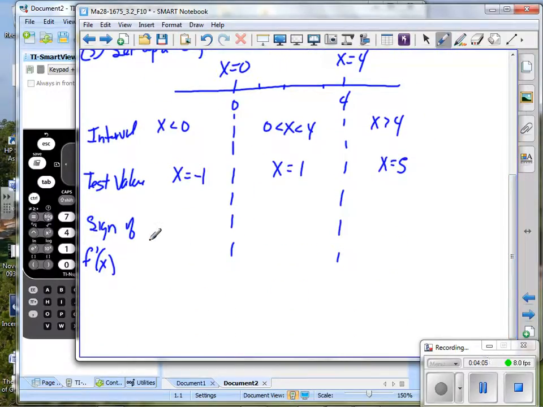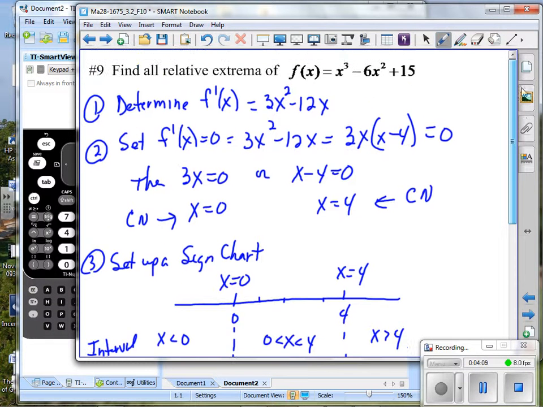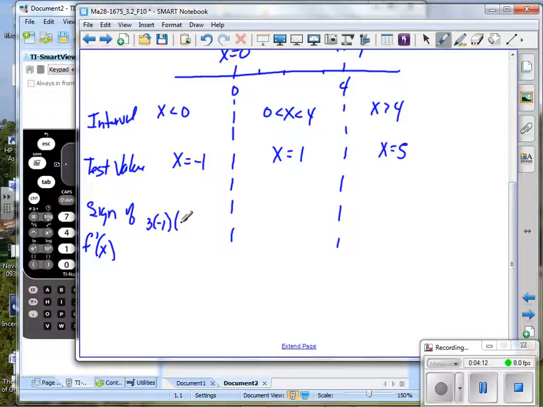So if I put negative 1 in, I have 3 times negative 1. And again, do make sure, x minus 4. And then I have negative 1 minus 4. 3 times negative 1, I think that's a negative value, isn't it? Sure. Negative 1 minus 4, is that positive or negative? Negative. A negative times a negative is positive. So the first derivative is positive for all the input values less than 0.